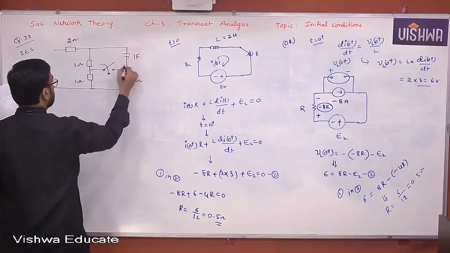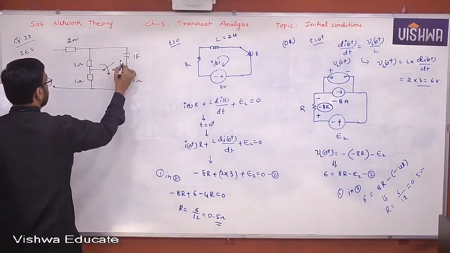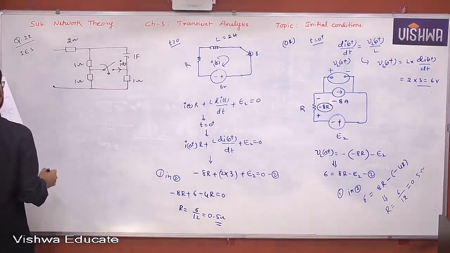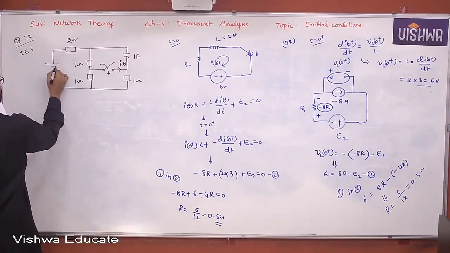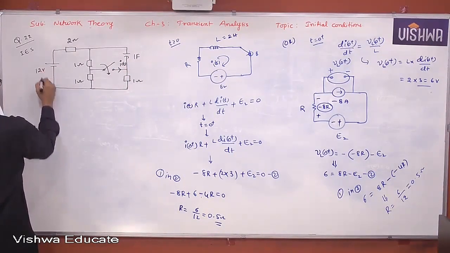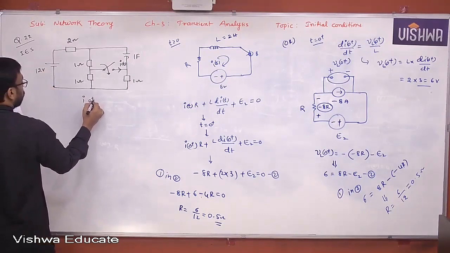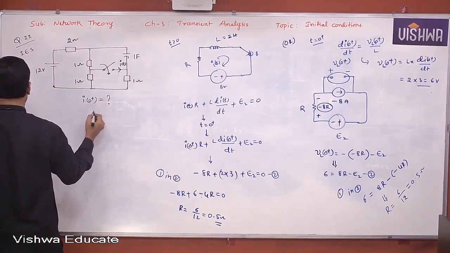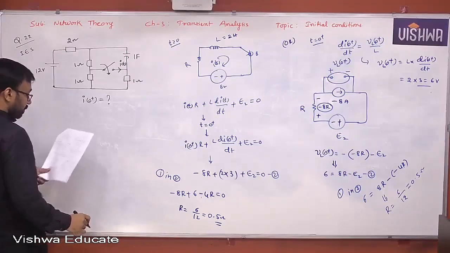One farad. Here it is, i(t). This is 12 volt. You are expected to find what is i(0+). Okay.